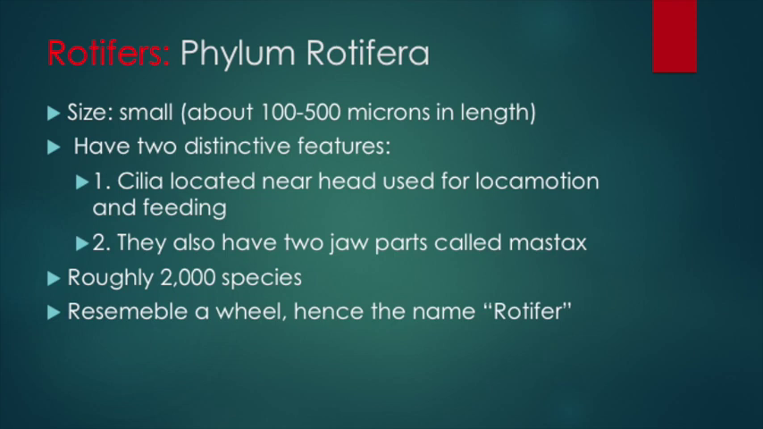So the first taxonomic group that we will be looking at are the rotifers, phylum Rotifera. And these zooplankton are relatively small, about 100 to 500 microns in length, and they have two distinctive features. One is that there is an area towards their head that a lot of cilia are near, that are used for locomotion and feeding. And they also have two jaw parts called mastax. And there's roughly about 2,000 species, so there's a lot of them. And the shape of them resembles a wheel, hence the name rotifer.